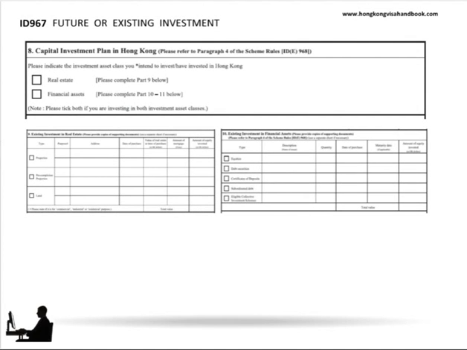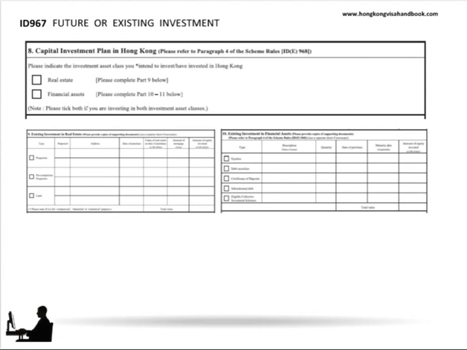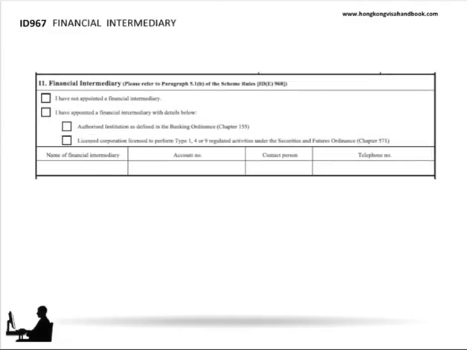In Section 8 of the ID967, you detail the type of permissible asset investment classes you've already acquired in the last 6 months, or indeed intend to acquire within the 6 months immediately after receipt of approval in principle. Please note, however, that as of October 2010, real property is no longer a qualifying investment for the purposes of the scheme. If you've appointed an authorised financial intermediary, you indicate this on this section of the form.